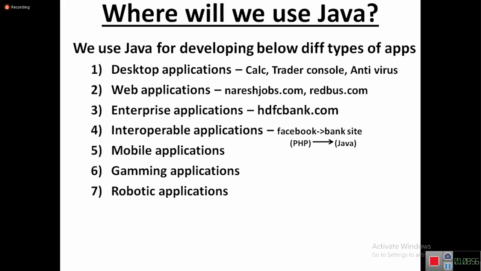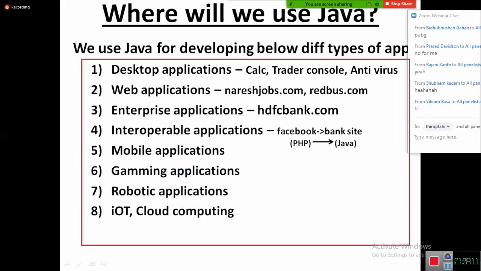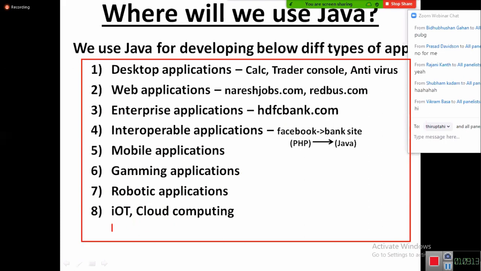Robotic applications also we can develop. And next, IoT applications, cloud computing applications also we can develop by using Java. So these are the 8 different types of applications we can develop by using Java. Of course, the 9th application, testing applications also. Selenium, manual testing, automated testing also we can develop. So these are the 8 different types of applications we can develop.